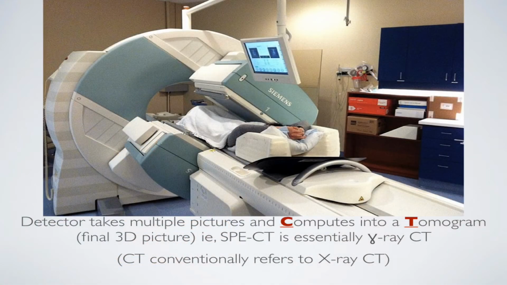If we look at it diagrammatically, you have a radio tracer that you've injected into the body. It emits gamma photons. You have a camera that detects gamma photons, and you use the camera at various different angles, as you can see in this picture. And again, like the CT, you compute a 3D picture out of it. So you compute a tomogram. Really, you could think of SPECT as gamma ray CT. When we say CT, we tend to refer to X-ray CT. SPECT is really gamma ray CT.